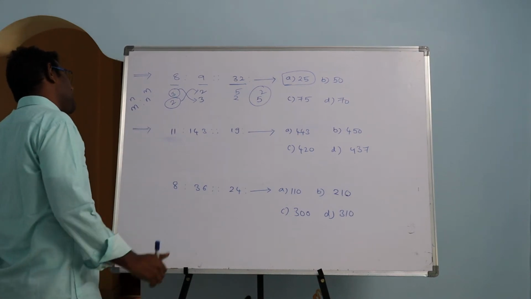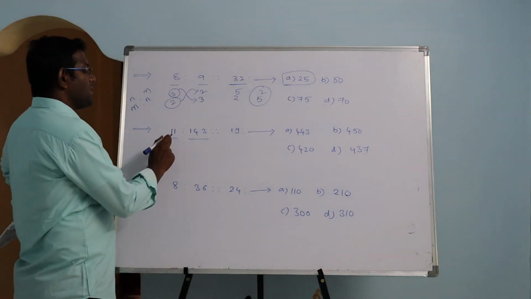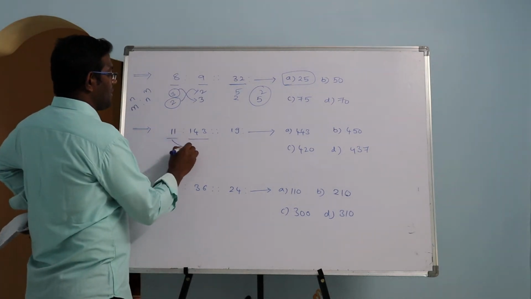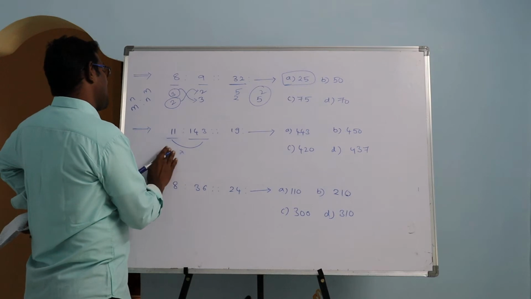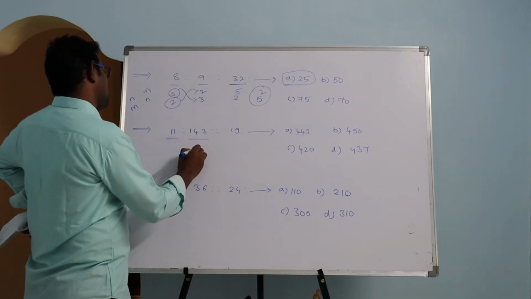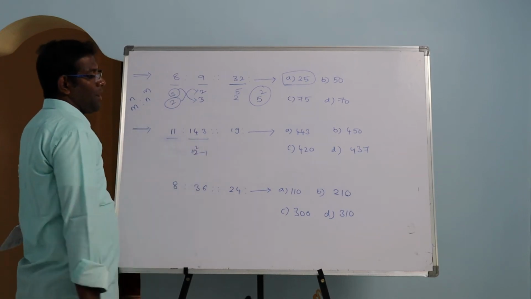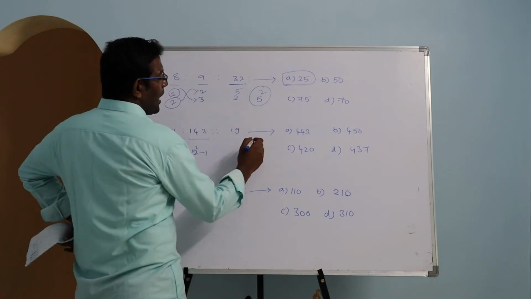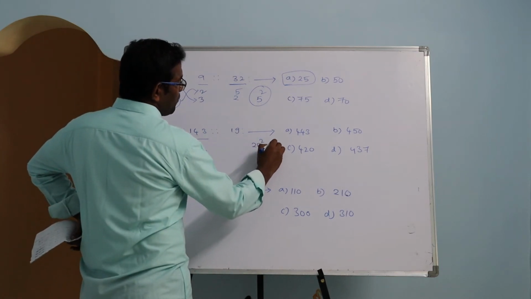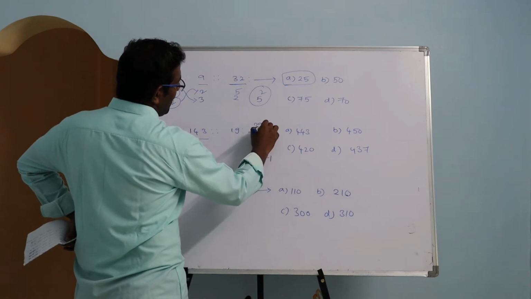Sir, is there any relation between 11 and 143? 11 square means how much, sir? 11, then after that 12 square. 12 square means 144 minus 1, 143. In the same way, 19, the next number is 20. 20 square minus 1, 400 minus 1, 399.